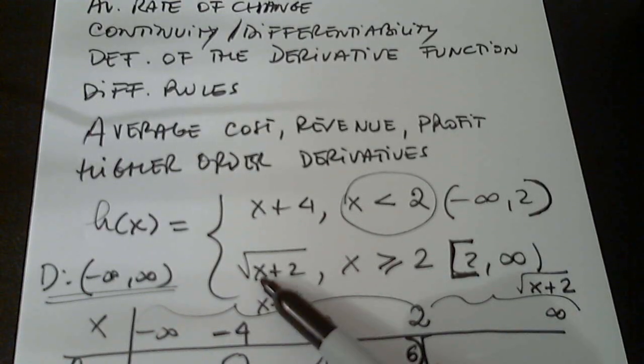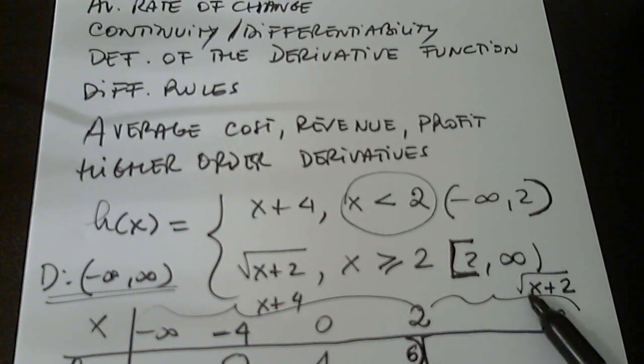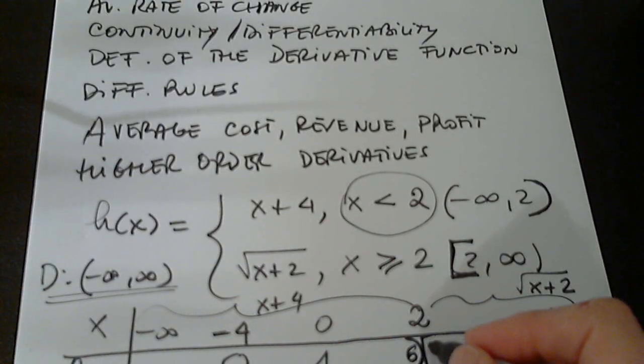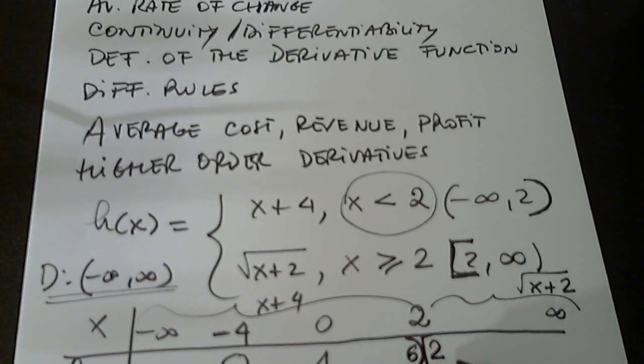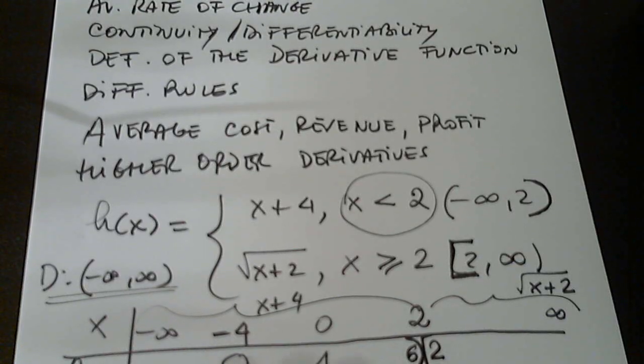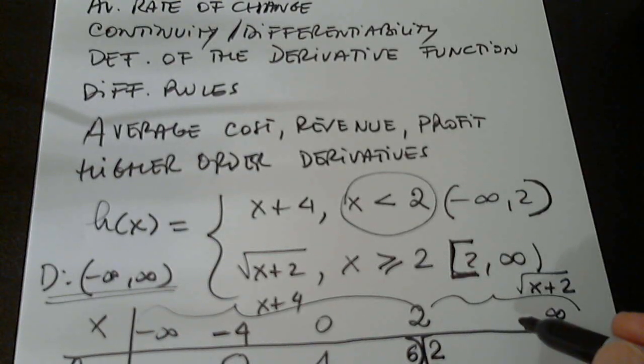So now on the other side, when I plug in 2 in here, 2 plus 2 is 4, the square root of 4 is 2. So therefore, I know that this function is not continuous because it will have a jump at 2. The limit from the left will be 6. The limit from the right will be 2. I need another point here.